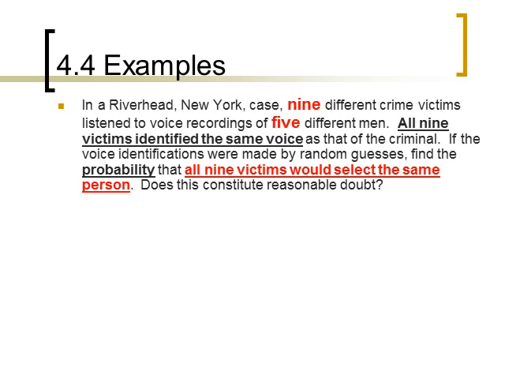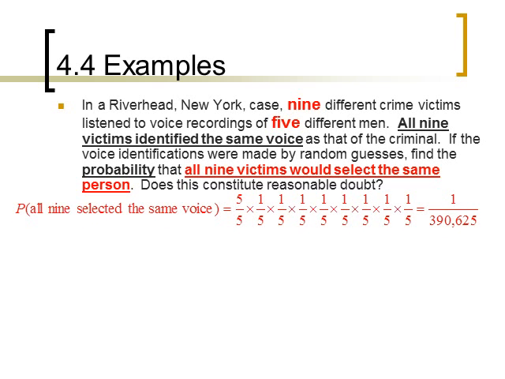Well, let's rephrase this using an "and." Because we have 9 different crime victims, we want to find the probability that all 9 select the same person. So for the probability that all 9 selected the same voice, we're going to have 9 different fractions, or 9 different probabilities, all multiplied together. Here's how we would rephrase that. It would be the probability that the first person selected the criminal times the probability that the second selected the same criminal times the probability that the third selected the same criminal, and on and on.